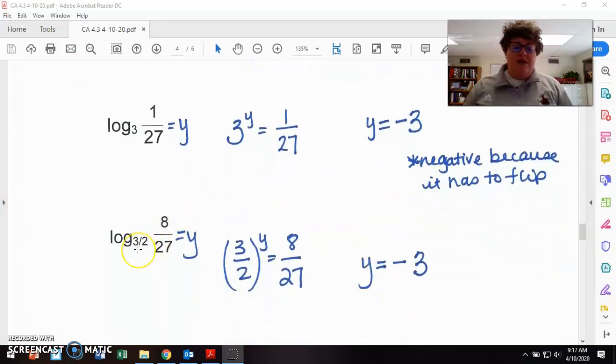Okay, the next one, 3/2 to the y is equal to 8/27. So can 3 go to 8? No, but 3 can go to 27. So if it's going to the opposite position, your solution has to be negative.